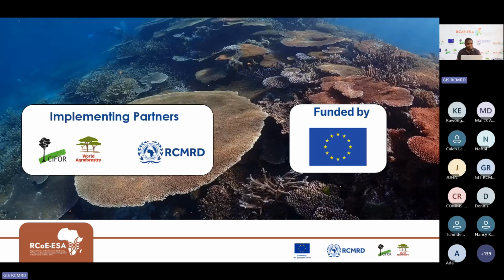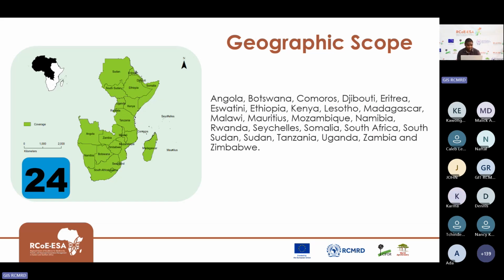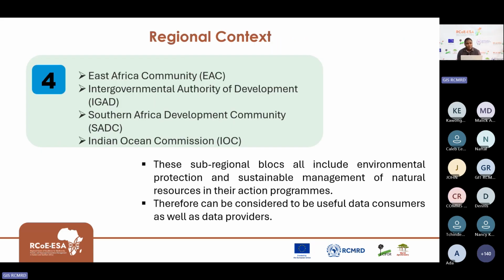The project is being implemented by RCMRD and CIFOR, and it's funded by the European Union. The project covers about 24 countries that you see highlighted here, both Eastern and Southern African countries. This is where we're trying to work with the different governments and agencies engaged in marine, biodiversity and forest, trying to come up with different options on how we can manage this ecosystem sustainably.